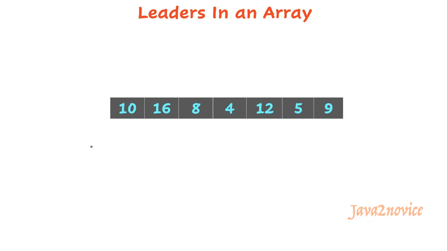An element is called a leader if it is greater than all the elements to its right side. Assume that this is an input array. We will call 10 a leader only if all the numbers on its right side are less than 10. Its immediate number is 16, which is greater than 10, so 10 cannot be a leader. 16. All the numbers to its right side are less than 16. So 16 can be a leader.